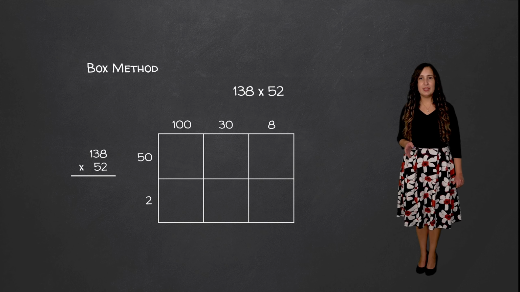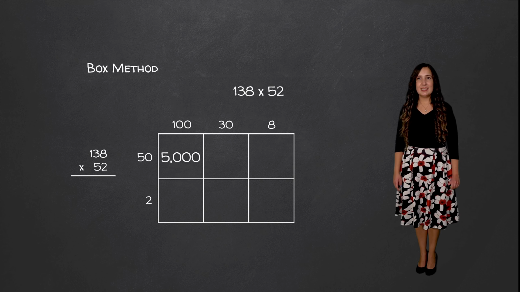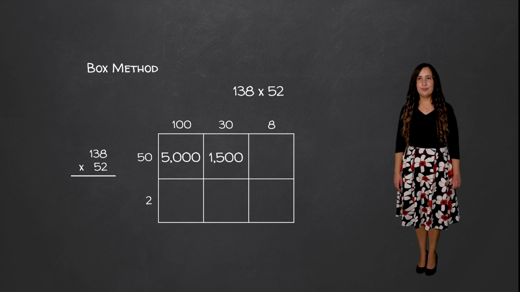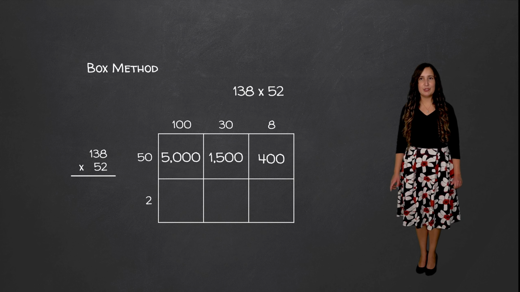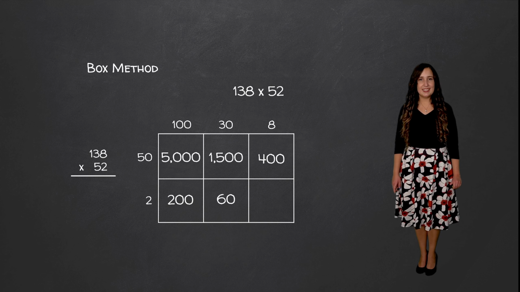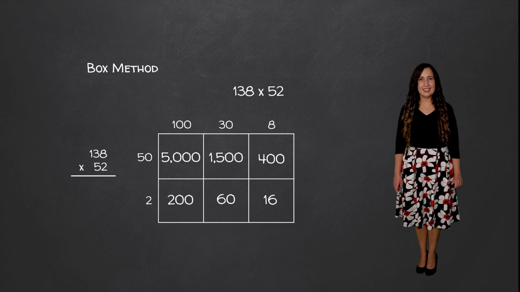So 50 times 100 is 5,000. 50 times 30 is 1,500. 50 times 8 is 400. And then we're going to multiply using the 2. So 2 times 100 is 200. 2 times 30 is 60. And 2 times 8 is 16.